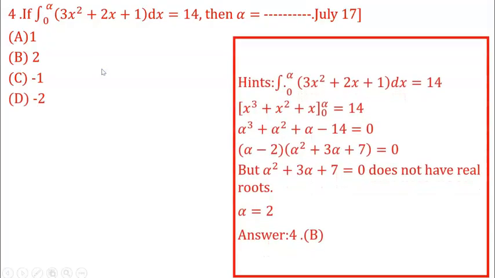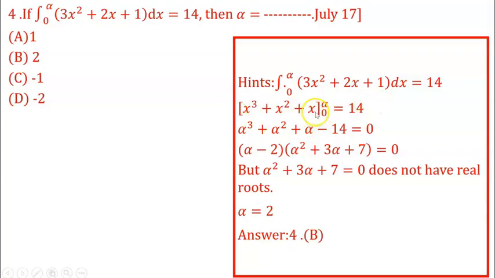Now we evaluate this integration. What is the integral of 3x square? The integral of 3x square is 3x cube upon 3. 3 gets cancelled, you will get here x cube. Next, 2x. The integral of 2x is 2x square upon 2. Again 2 gets cancelled. The integral of 1 is x. Lower limit is 0, upper limit is alpha, and that's equal to 14.